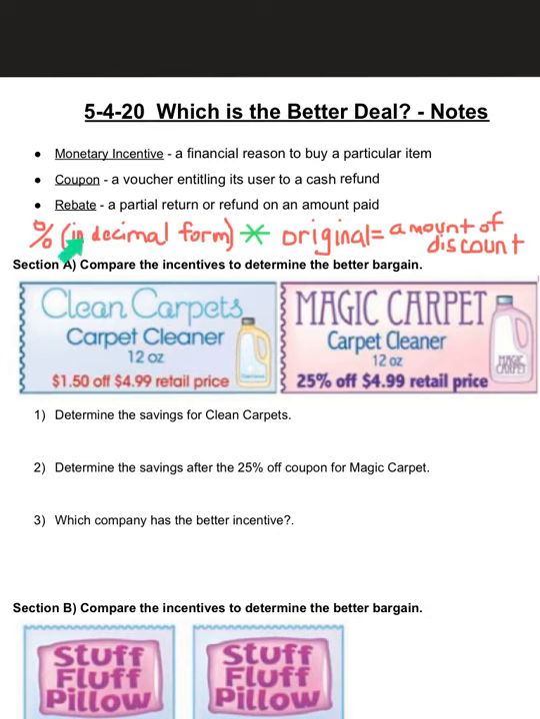As you can see, I did write out the setup to find the percent, because these ones do have percent involved. It's the percent number in decimal form. Remember, move your decimal 2 places to the left. Let me add that in there. So decimal, 2 places to the left, and times the original amount, and it would give you the amount of discount. So if we look at the first example, it says compare the incentives to determine the better bargain.